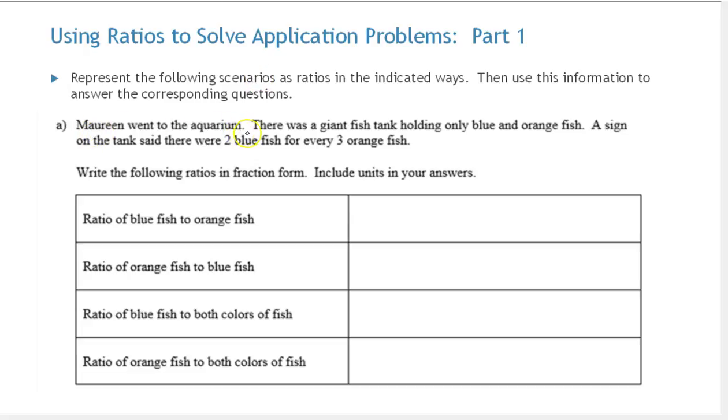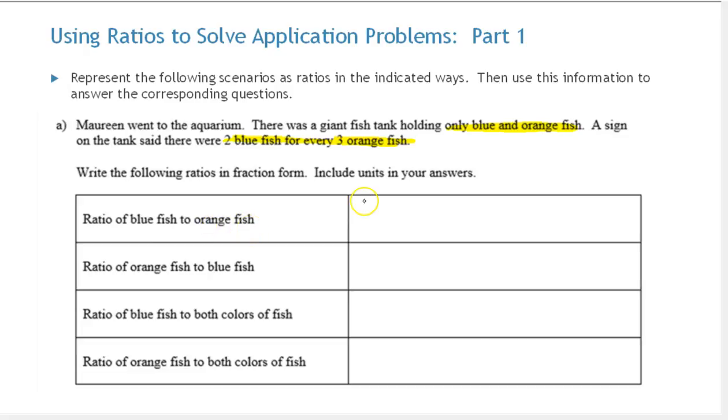Maureen went to the aquarium. There was a giant fish tank holding only blue and orange fish. A sign on the tank said there were 2 blue fish for every 3 orange fish. Write the following ratios in fraction form and include units in your answers. Okay. So first we want the ratio of blue fish to orange fish.